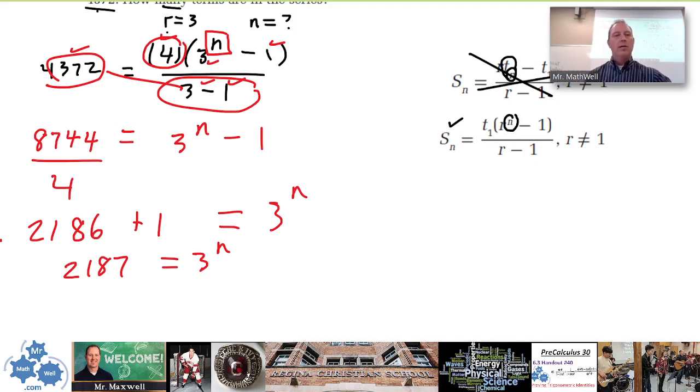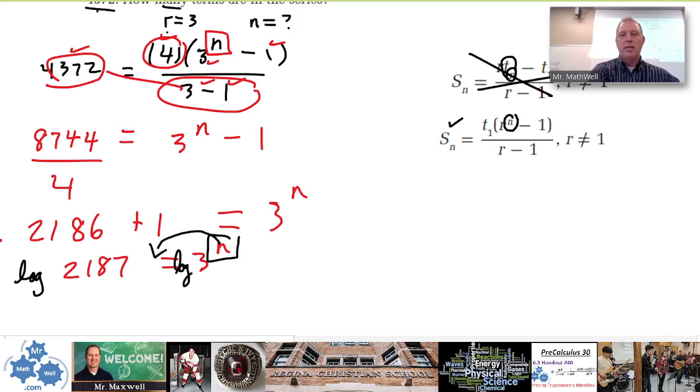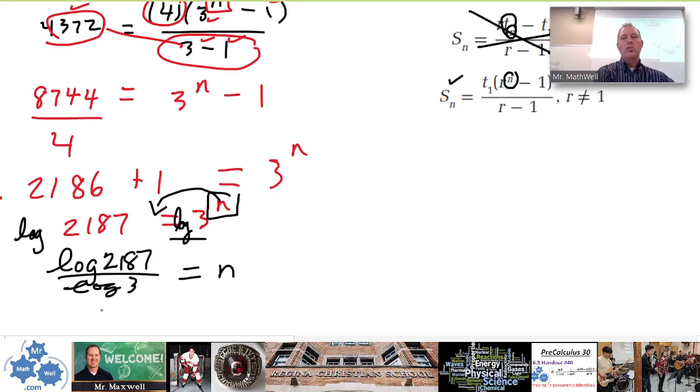Now, if you wanted to find out what n actually was, I'll give you a little tip here. You'd have to take the logarithm of both sides. There's a property of logarithms that says that this exponent can come down as a multiplier. Then you divide both sides by log of 3, and you get log of 2187 divided by log of 3 equals n. That's the way you use logarithms to solve for a variable in the exponent position. But at this point, it's probably just as effective to guess and check.